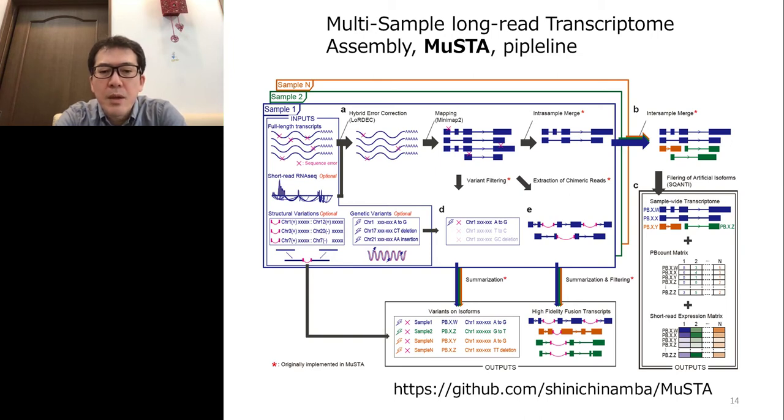In addition, by mapping short-read sequencing data against the reference transcriptome, you can evaluate the expression of genes using algorithms developed for the analysis of short-read sequencing data. For example, you can identify genes with differential expression or genes with differential transcript usage. And we named this pipeline multi-sample long-read transcriptome assembly, MUSTA, and now it is available at GitHub.